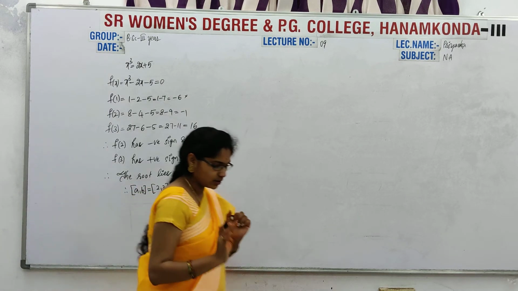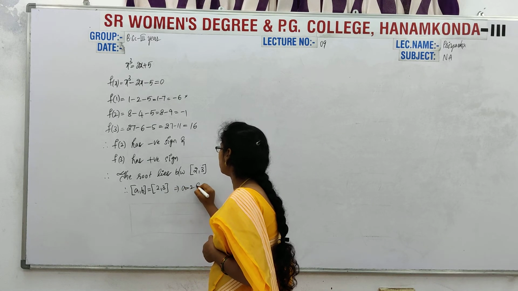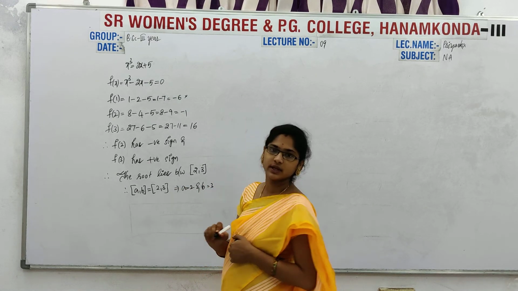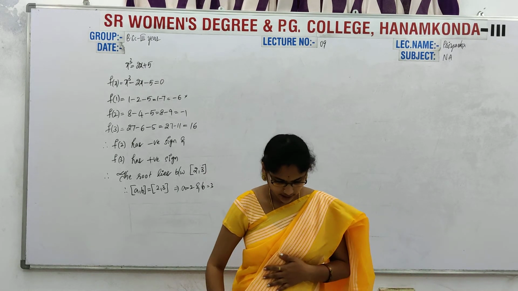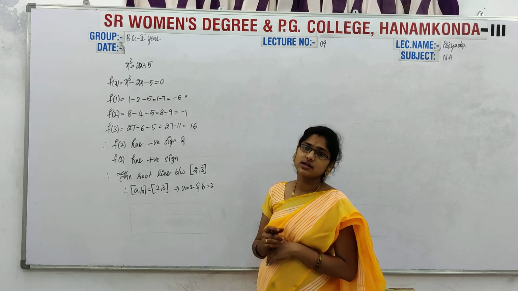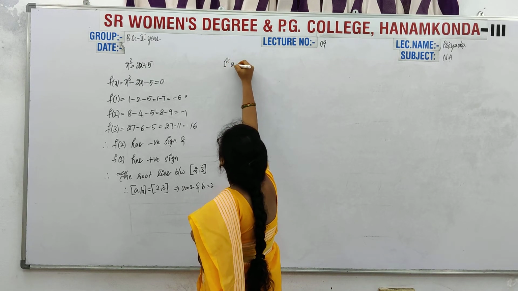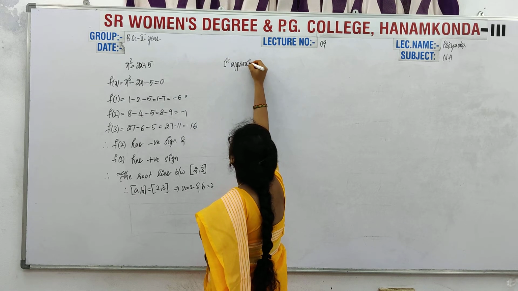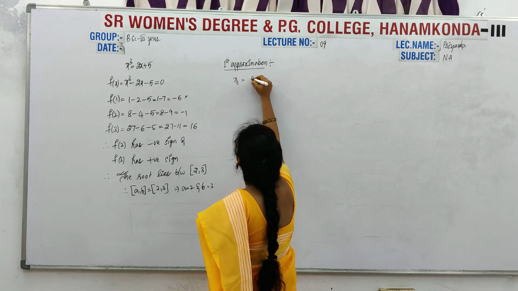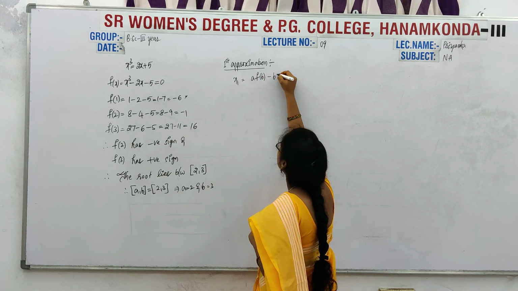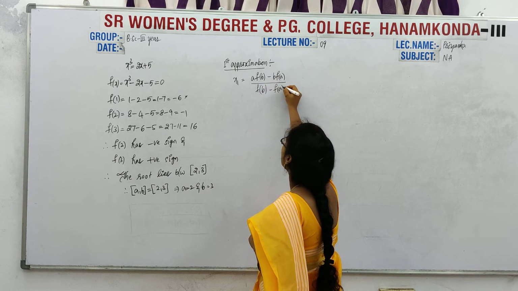Clear? Now I have calculated the values of a and b. Therefore, a is equal to 2, b is equal to 3. Clear? Now we have f of a value and f of b also. Next, we have to calculate the first approximation. First approximation means x1 equal to a into f of b minus b into f of a, by f of b minus f of a.